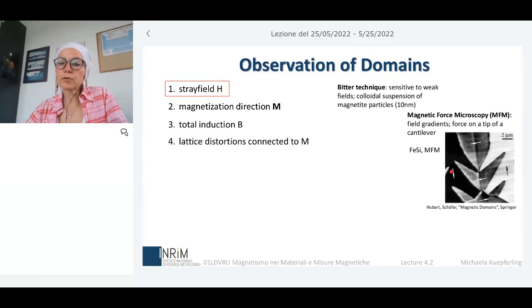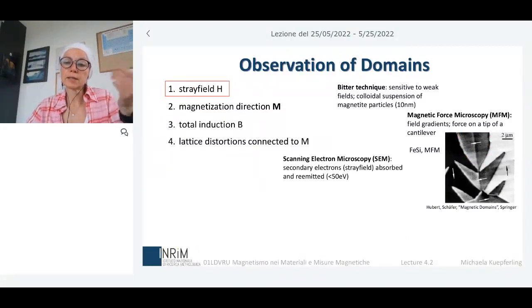Another possibility, of course, to image stray field is the magnetic force microscopy, a much more sophisticated technique. This is based on an AFM, an atomic force microscope, where you have a cantilever which is attracted by the atomic forces of the material. And if this cantilever has a magnetic tip, then it's attracted, of course, thanks to the Faraday force, by any field gradient that you might have on the surface. And this again is very sensitive to these stray fields that are coming out from your material.